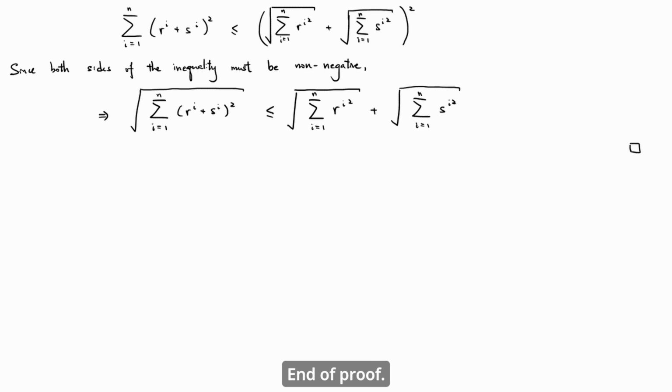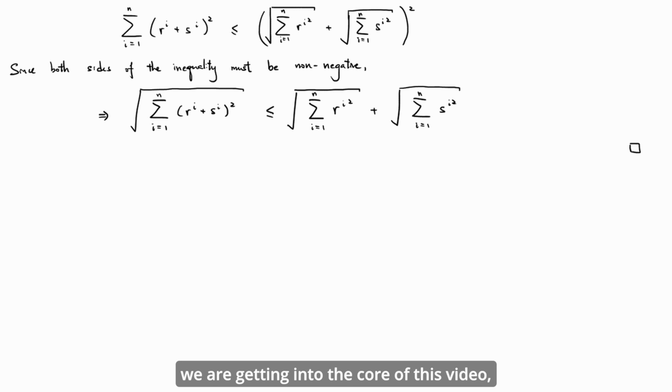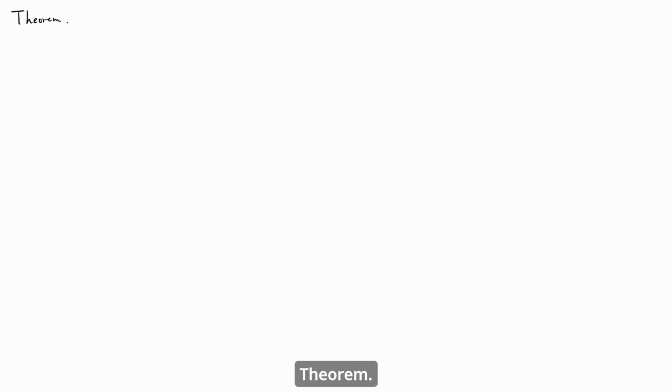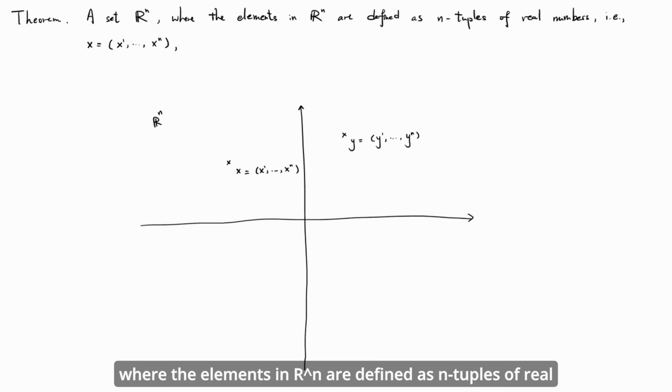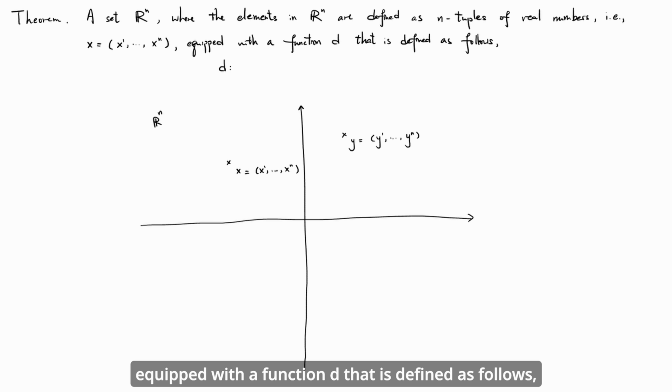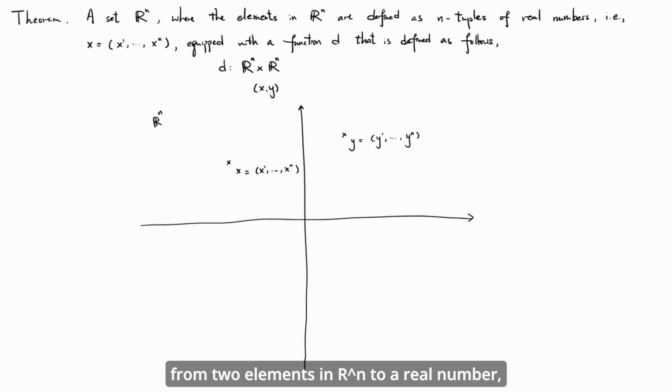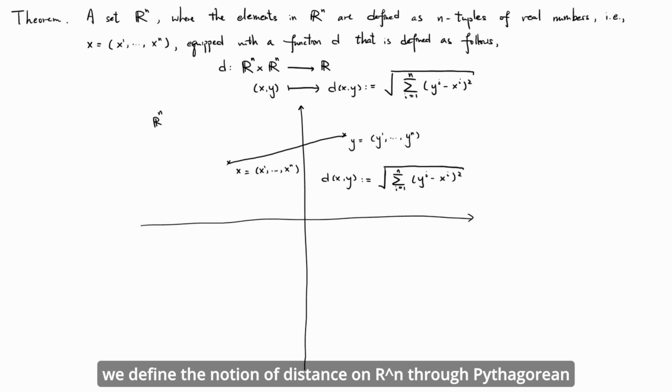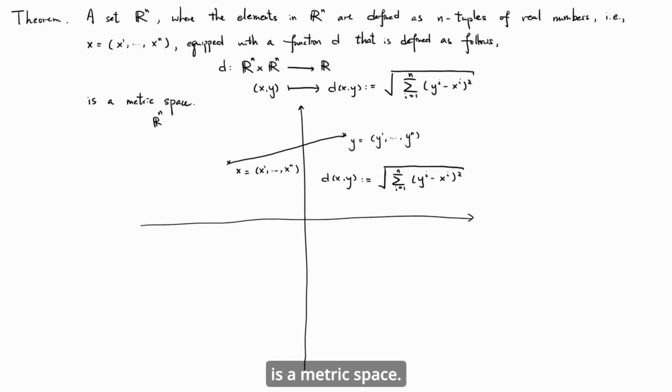End of proof. Next, we are getting into the core of this video, which is proving Rⁿ and d is a metric space. Theorem. A set Rⁿ, where the elements in Rⁿ are defined as n-tuples of real numbers, equipped with a function d that is defined as follows, from two elements in Rⁿ to a real number, we define the notion of distance on Rⁿ through the Pythagorean theorem, is a metric space. Proof.